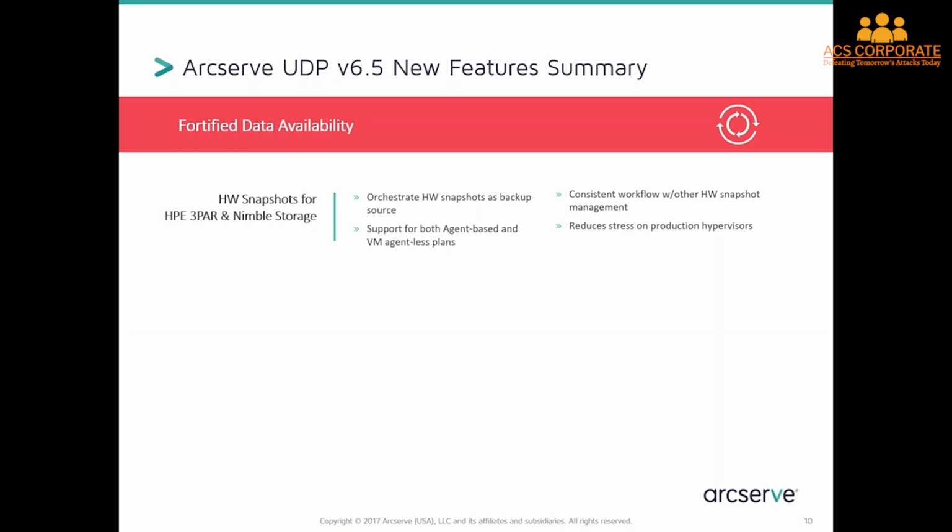In Arcserve UDP version 6.0, which we launched last year, we introduced the ability to do hardware snapshots. Throughout the updates available in version 6, we've been adding some support for additional vendors, and in 6.5 we further added support for HPE 3PAR storage arrays, and we've expanded the support for Nimble Storage arrays. So for both of these platforms we can provide hardware snapshot capability for backups for both agent-based and agentless VM backups for both Hyper-V and VMware.